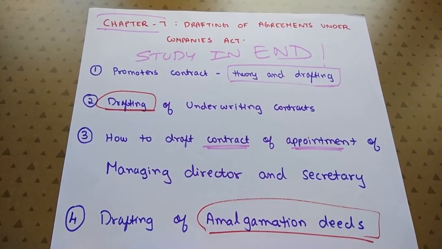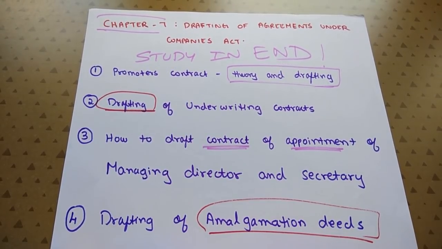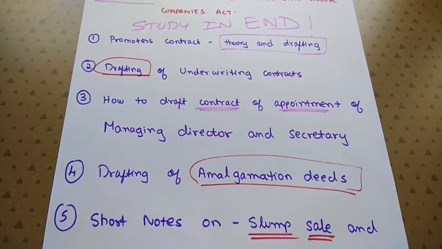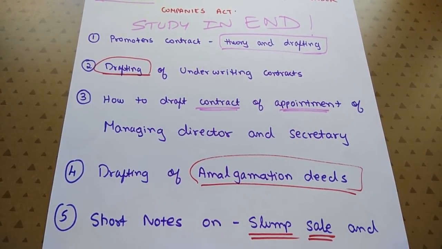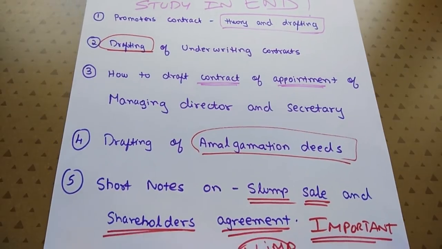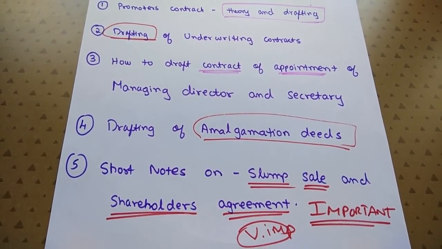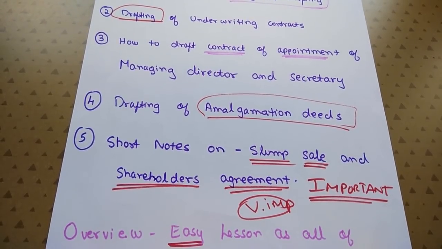Second, drafting of underwriting contracts. Third and very important is how to draft contract of appointment of managing director and company secretary. Next, drafting of amalgamation deed. And finally, short notes on slum sale and shareholders agreement is important.